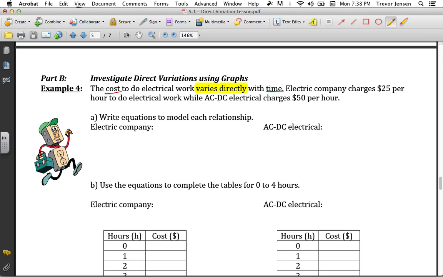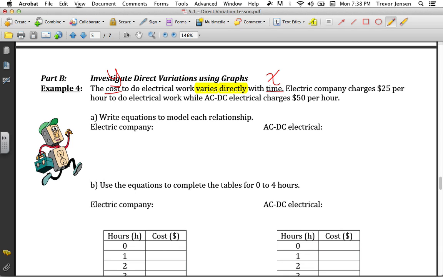Another way to think of the words varies directly is that it means depends upon. So cost depends upon time. That means cost is your dependent, we use y for dependent, and time is your independent. And remember, like I said before, time is always going to be your independent variable. So that first sentence has given us a lot of information. Let's keep reading.